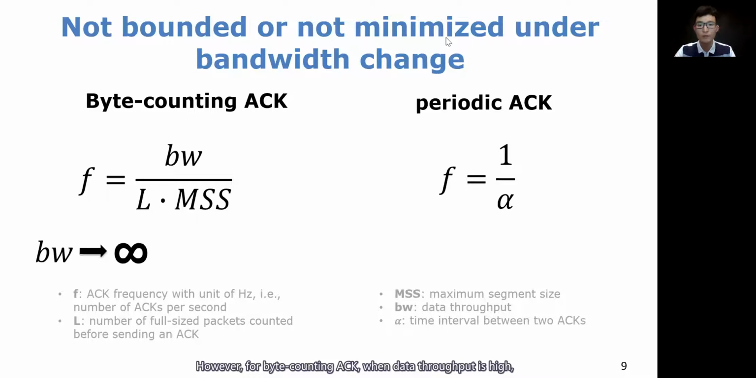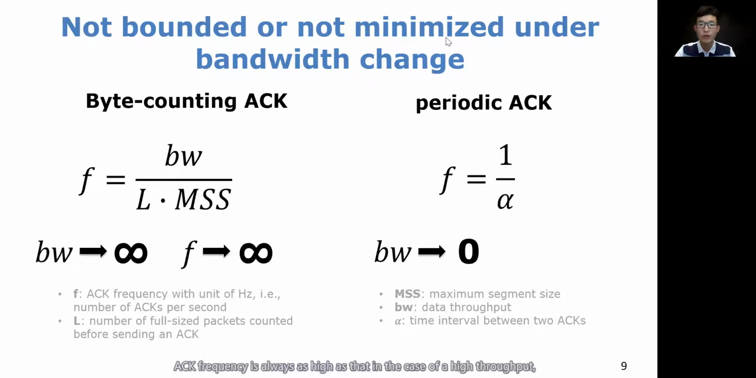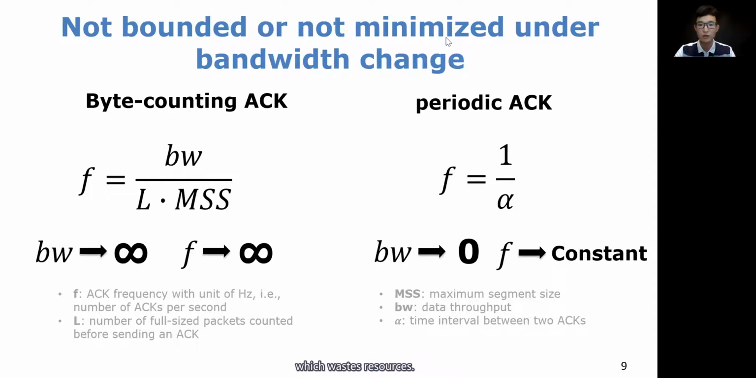However, for byte counting ACK, when data throughput is high, the ACK frequency still might be large. On the other hand, for periodic ACK, when data throughput is low, the ACK frequency is always as high as that in the case of a high throughput, which wastes resources. In summary, the frequency of both ways is not bounded or not minimized under bandwidth change.